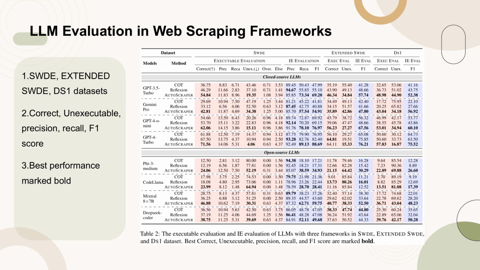Table 2 presents the executable evaluation and IE evaluation metrics for various large language models, LLMs, across 3 datasets: SWD, Extended SWD, and DS1. The metrics include correct, unexecutable, precision, recall, and F1 score, with the best performing scores highlighted in bold. This table helps in understanding the performance of different LLMs within the context of web scraping frameworks, providing a comprehensive view of their capabilities in extracting and evaluating information from web pages.